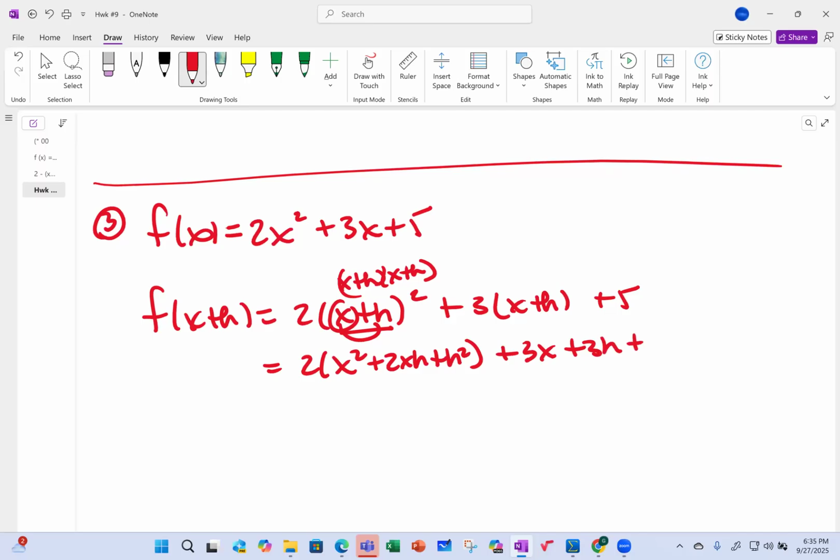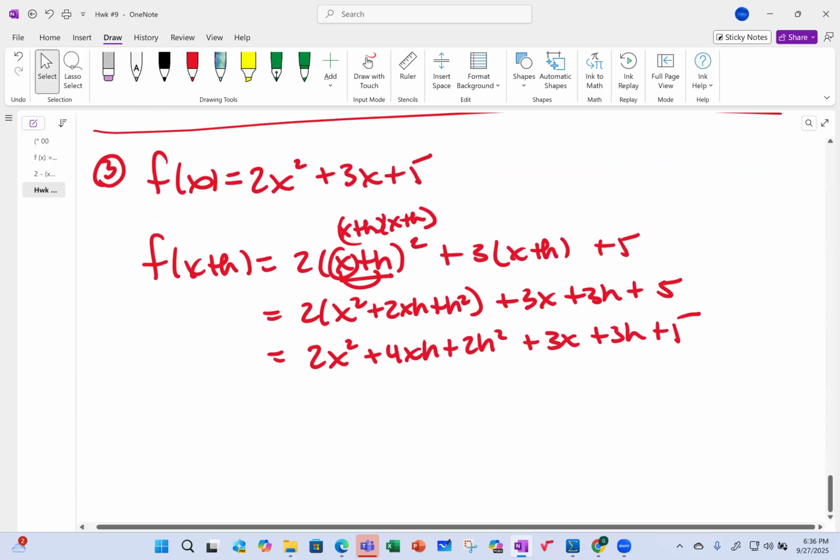And then I'll distribute the 3 through there, and then just clean things up by distributing. And there we go on that.